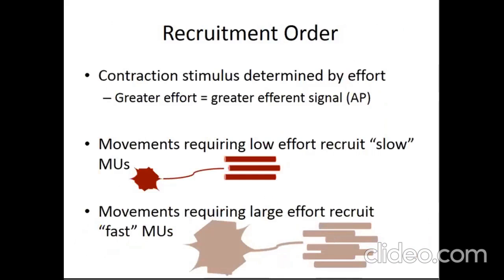When we put a little bit of effort into a contraction, it generates a few small action potentials in the brain and activates small motor neurons, and the oxidative muscle fibers they innervate, but not the large motor neuron. So this is why we excite slow twitch muscle fibers during easy movements, and it takes greater effort and greater action potentials on those larger motor neurons to recruit type 2 fast twitch muscle fibers.